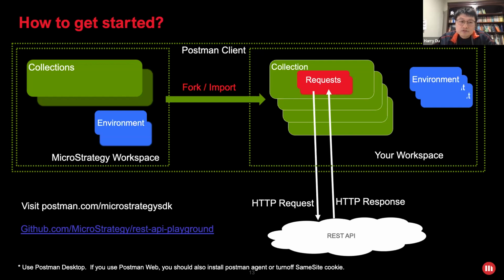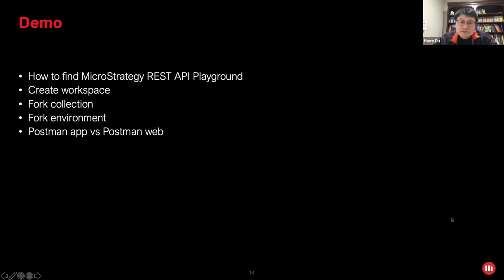You also need to create an environment variable. We provide a default demo environment variable list, and also a template for your cloud environment. You can create a copy or fork of the environment variable, and you can change the things in the environment variable. Then you can run it. When you run a request, or run a collection, you are using the Postman client, and you make a request to your MicroStrategy library REST API server. So that's how it works. Next, I'm going to show you a demo. I'm going to start from scratch, find the REST API playground, create a workspace, create a fork, and try to run some requests.